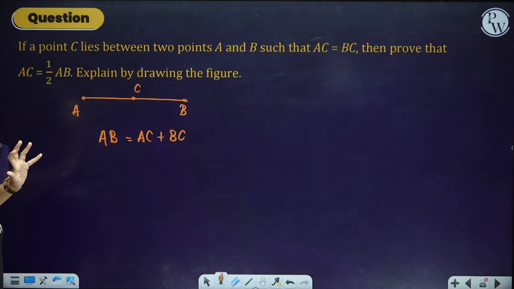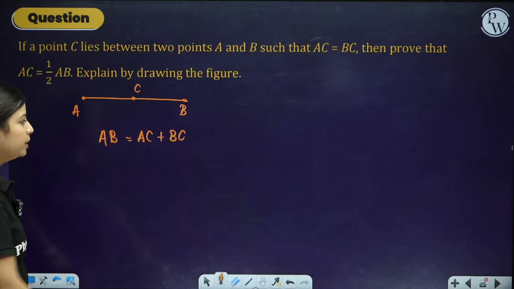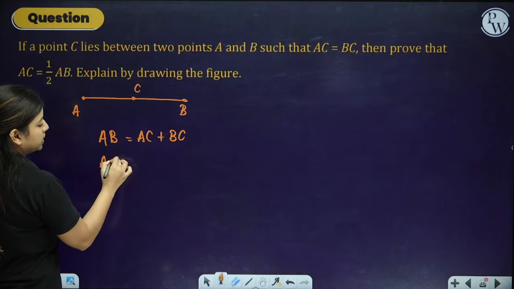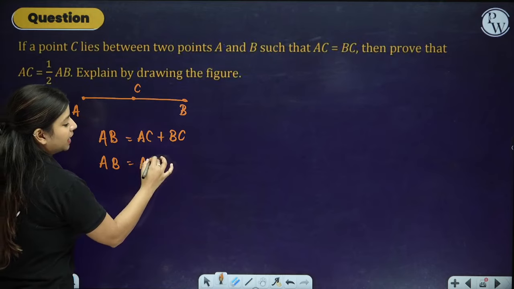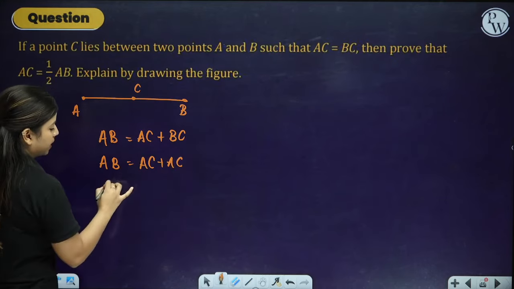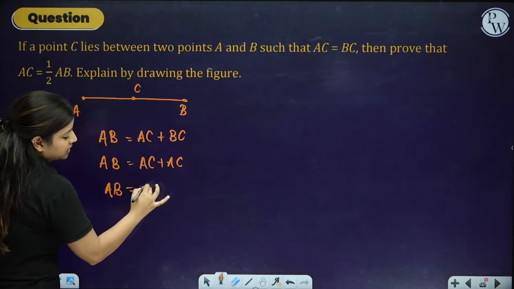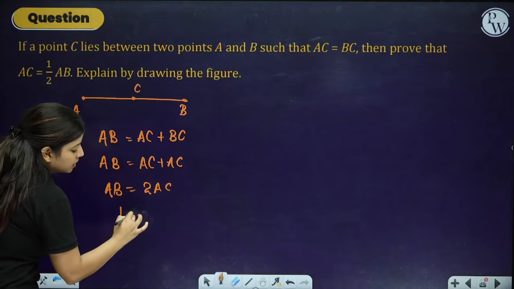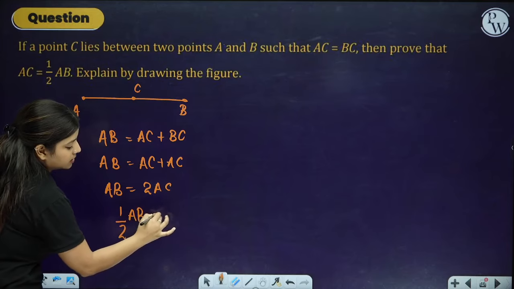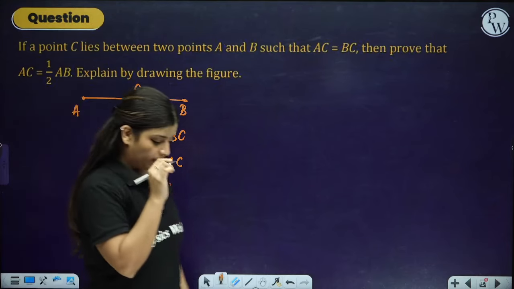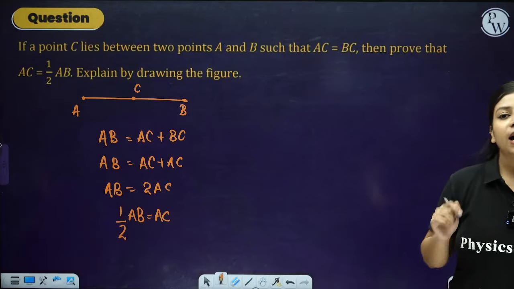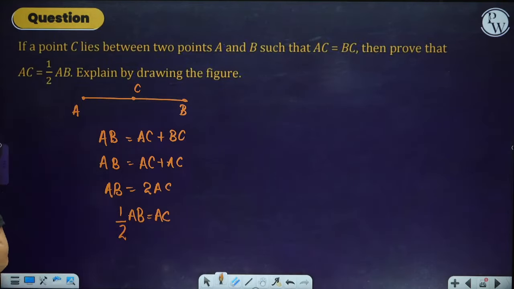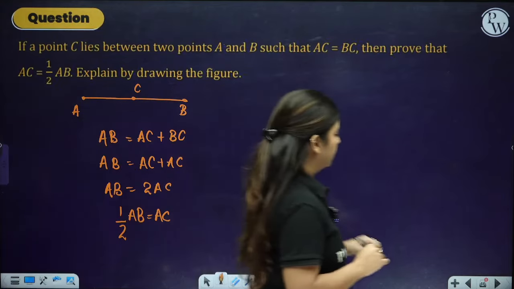Now the next thing that we have is AC is equal to BC. So in place of BC, we can write AC plus AC. Now AB is equivalent to twice of AC. If we shift this 2 over here, half of AB is equivalent to AC. So half of AB is absolutely equivalent to AC. I hope that this is clear with everyone.